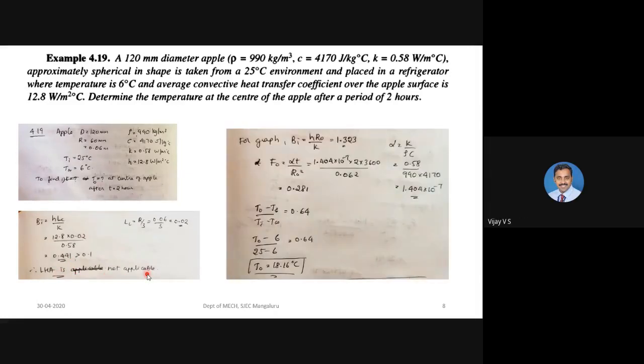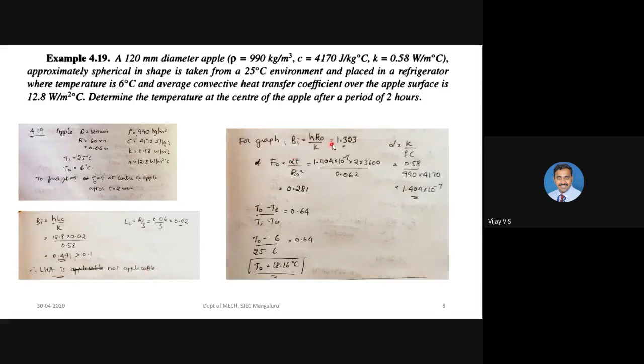Okay, R by 3. So therefore I calculate that radius is, see, diameter 120. Please be careful. Radius is 60, divide by 2. Many will forget to convert diameter to radius. They directly take radius as 120 and divide. So this is the common mistake. Please avoid those. Please be very careful. Lc is R by 3. So I will get 0.441. So greater than 0.1. Therefore, lumped heat analysis not applicable. So I should use the graph.